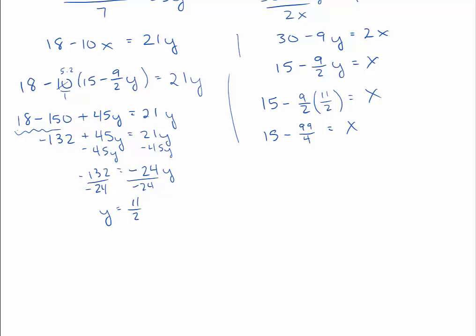And then we just have a couple fractions that we need to get rid of. So this is 15 over 1. Common denominator is 4, and it becomes 60 minus 99 all over the common denominator of 4 equals x. And then x, I'm just going to flip-flop it on you just to kind of confuse you. X equals 60 minus 99 is negative 39 over 4. And that's our answer for x. So y is 11 over 2, x is negative 39 over 4, not the prettiest numbers in the world.